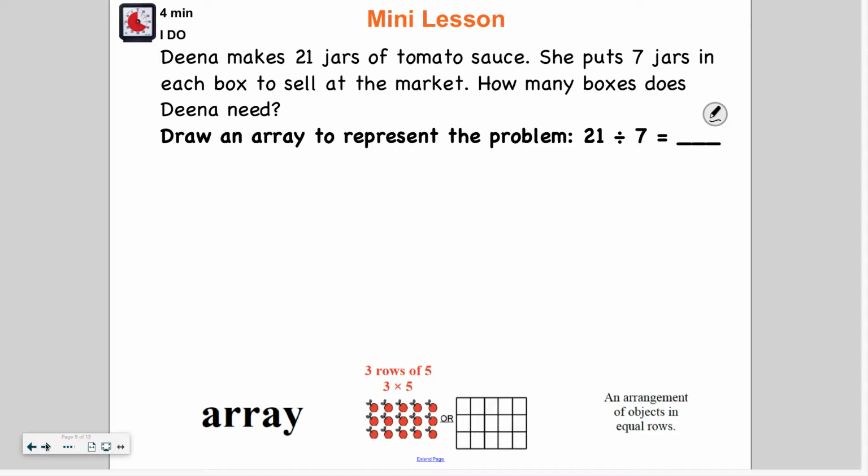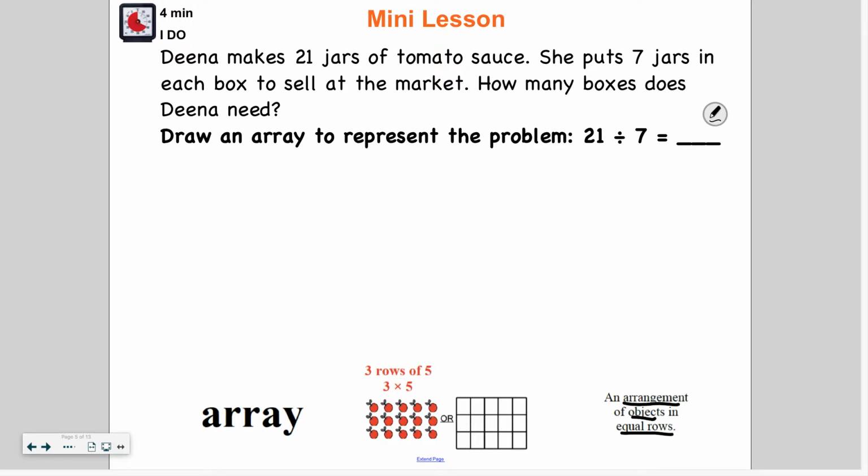I'm going to show you how to divide using an array, but before I do that, I want to make sure you understand what an array is. So an array is an arrangement of objects in equal rows. What that means is, just look at these two images here. Think of equal groups, but placing them into rows, right? So instead of having just bundles, I purposely or strategically place them into rows.